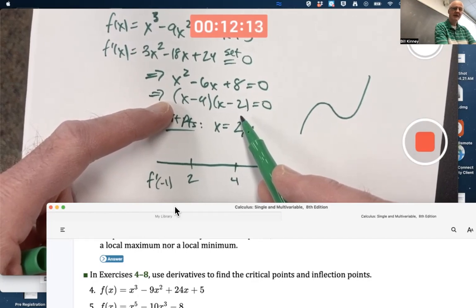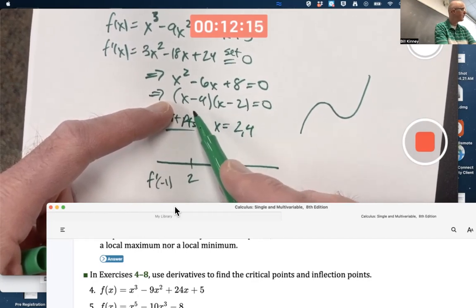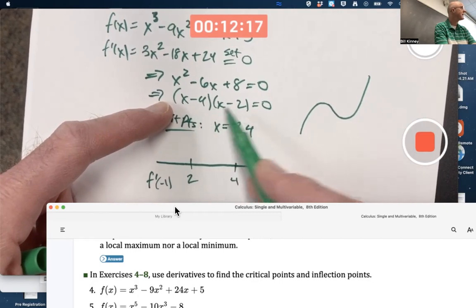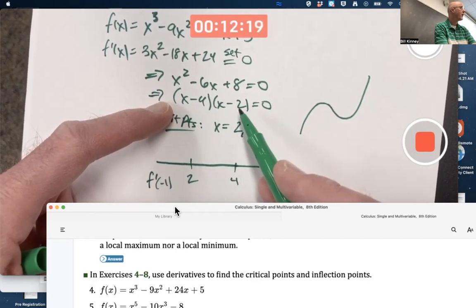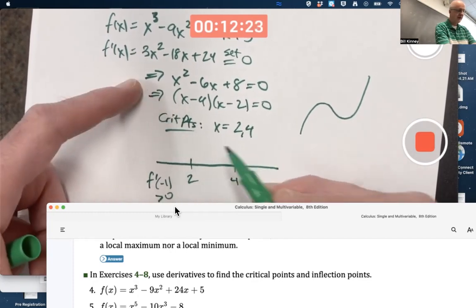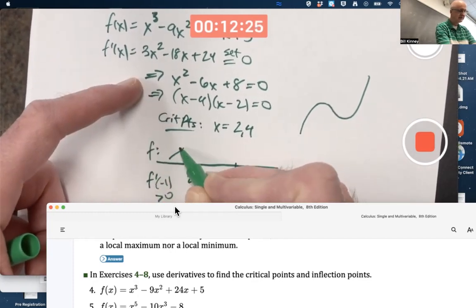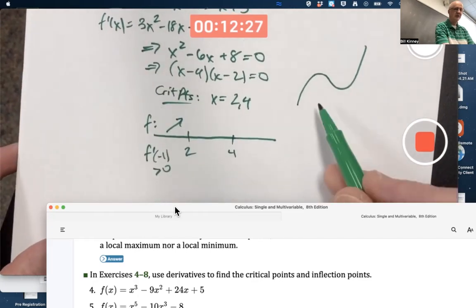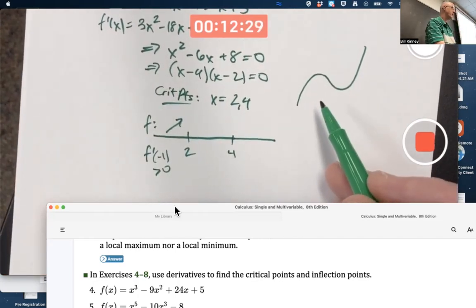X minus 4 times x minus 2. When you plug in x equals -1, in both spots you get 2 negative numbers. The product of 2 negative numbers is positive. The derivative is positive. So f itself is increasing on this interval, which we already knew. We're just confirming what we already know.